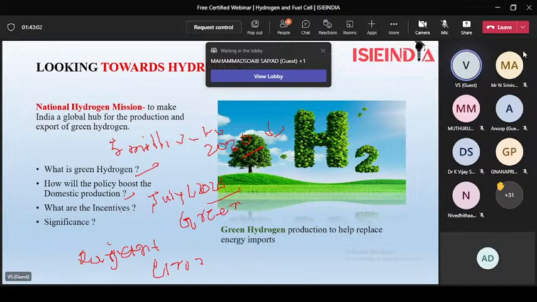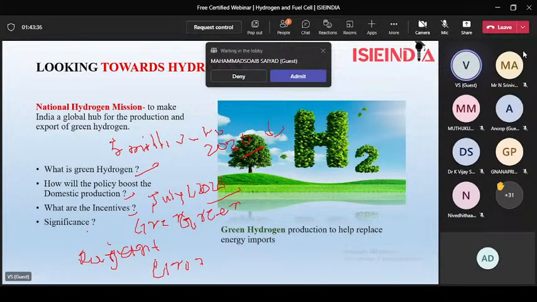So what are the incentives given? They are providing a single portal to industry for giving the clearance to set up green hydrogen production. These are the incentives given by the government, and they are considering the green hydrogen production industry on a priority basis.